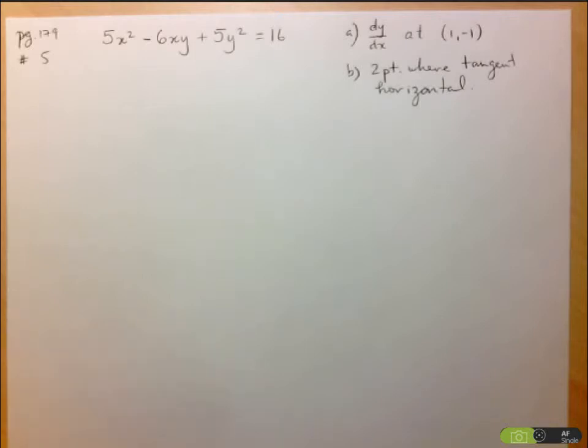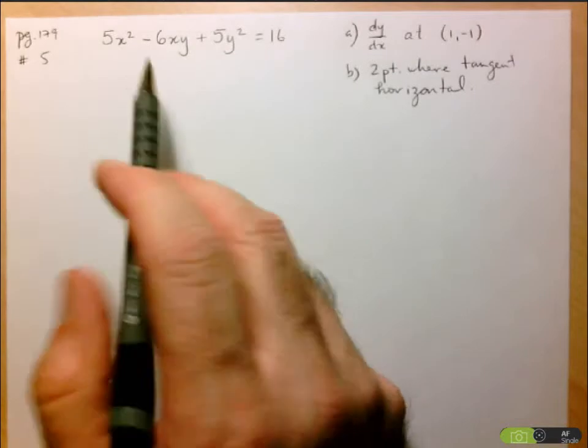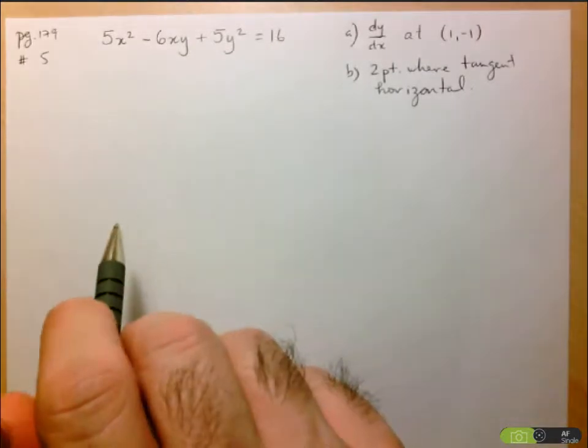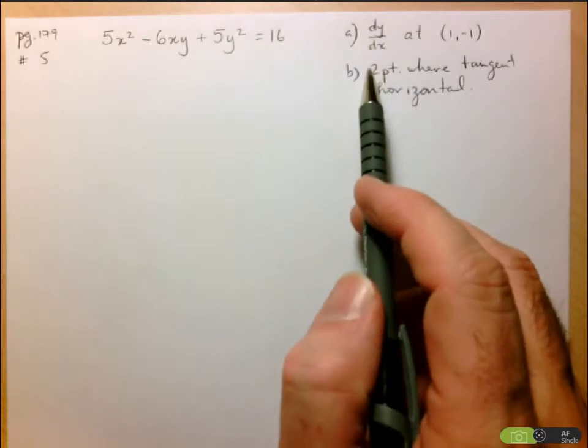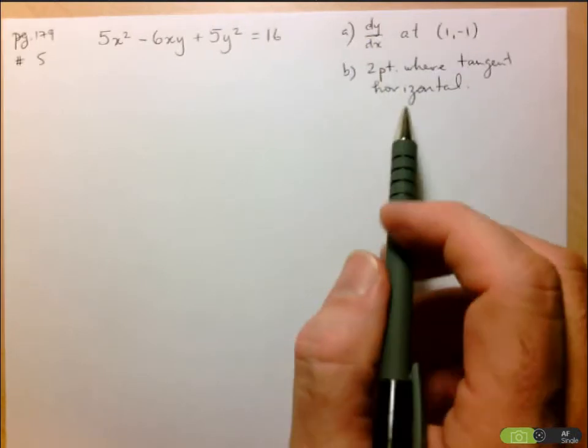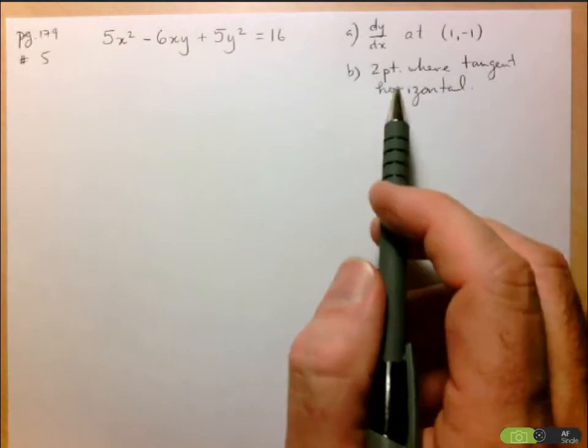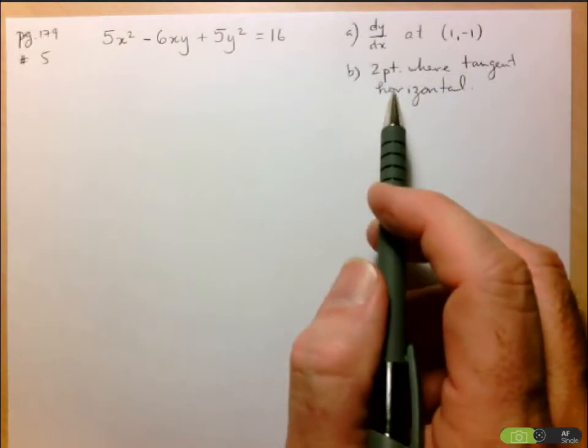Hi folks, we're going to take a look at page 179, number 5, an example of using implicit differentiation. They give us this equation, which they tell us is the equation of an ellipse, and they want us to find the derivative at the point (1, -1), and then two points where the tangent is horizontal. So a couple of things here.